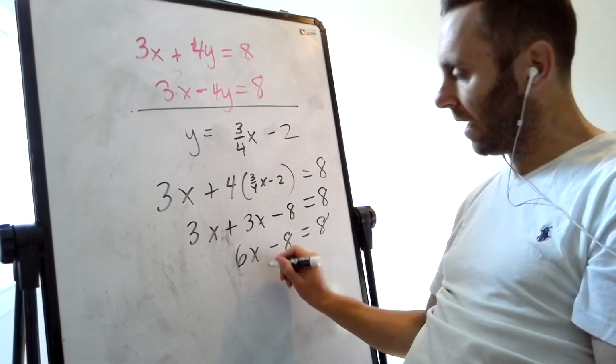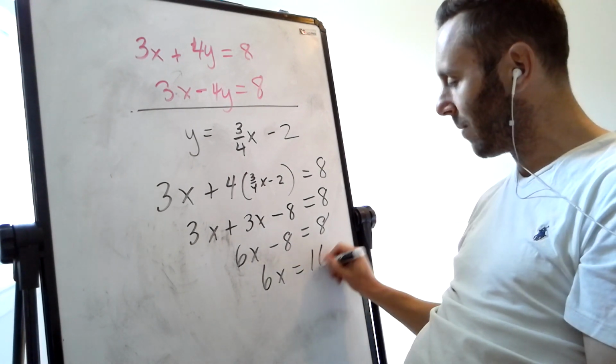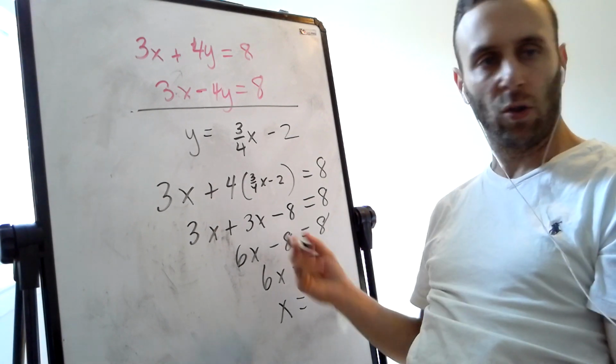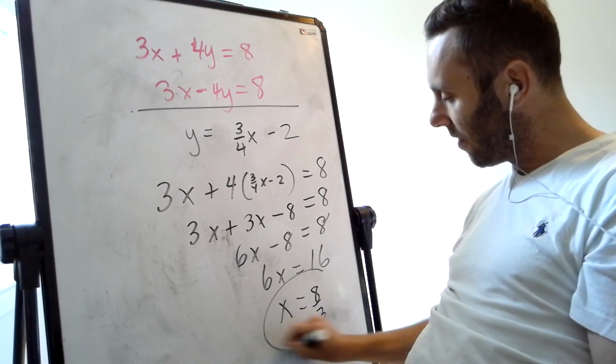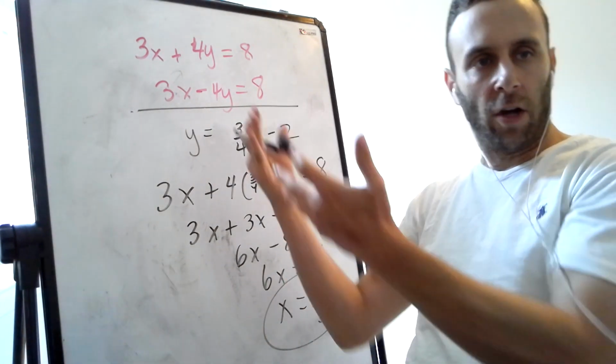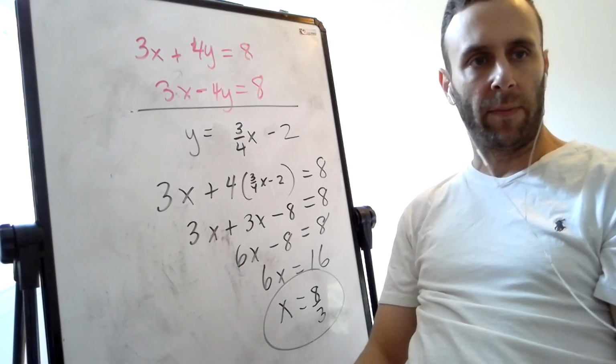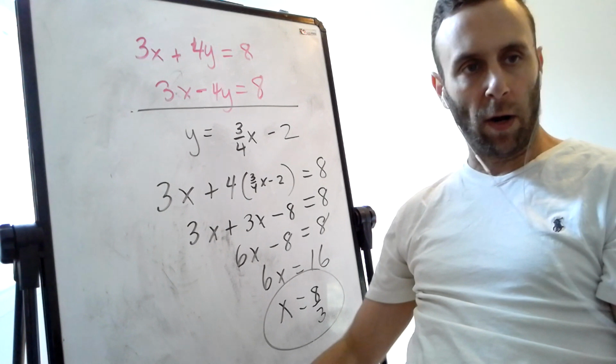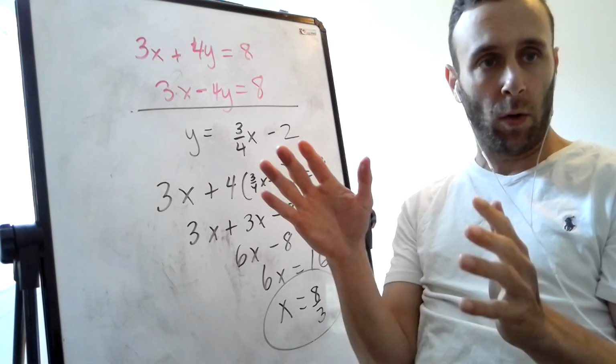I add 8 on both sides, and you're going to notice that you get the same answer we got with elimination. x equals 16 divided by 6, or 8/3. And then you solve for the other variable the same way we did with elimination. You plug it back into one of the equations. So that's just a quick practice, a review really quickly of all the different methods.